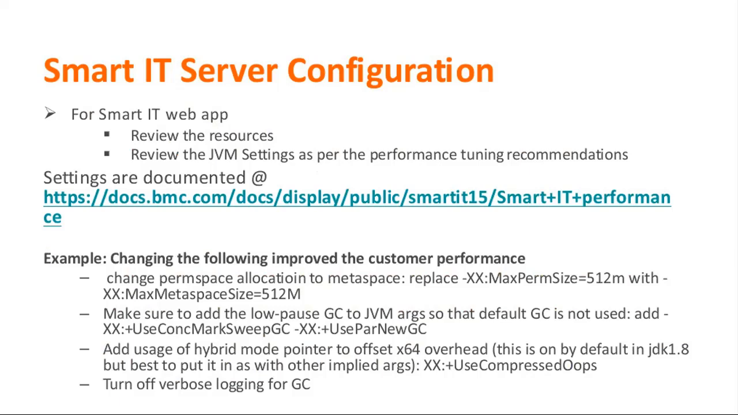So we had a customer engagement where most of the JVM settings were set up as documented, but there were a few things that weren't set properly, and changing that made a difference. For example, one of the issues was the verbose logging for the JVM was on, so turning it off made a difference. It's very performance intensive. So here are examples of some of the settings changes that were made for one of the customers.